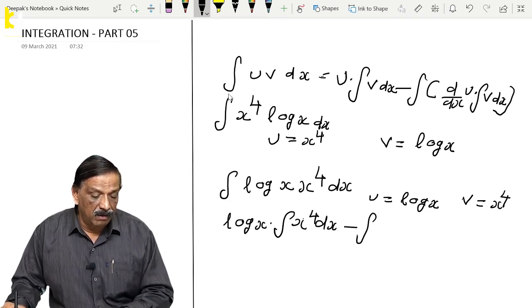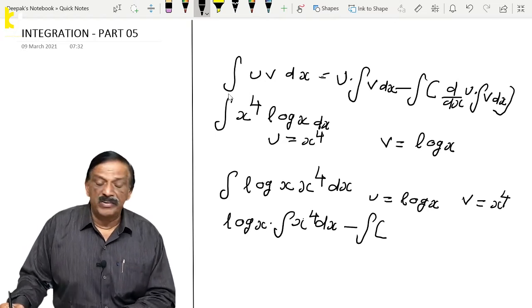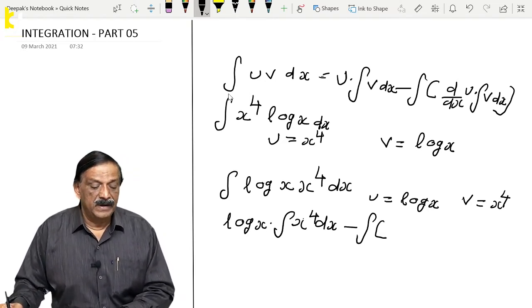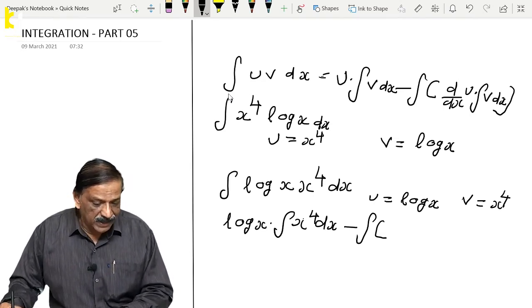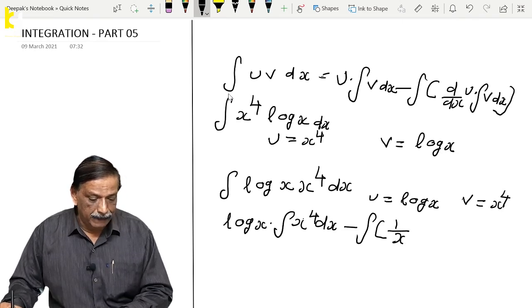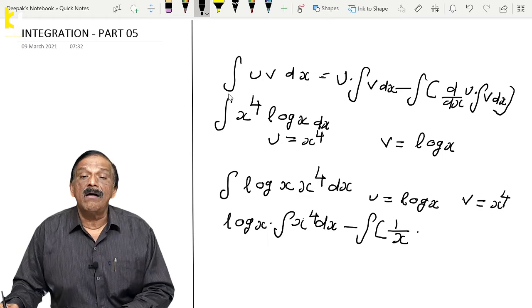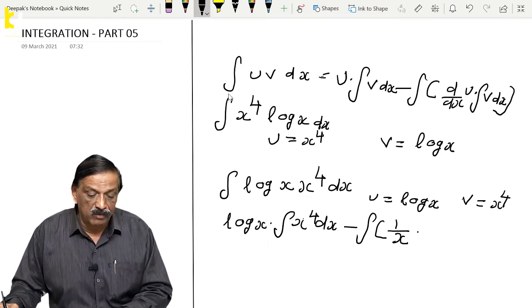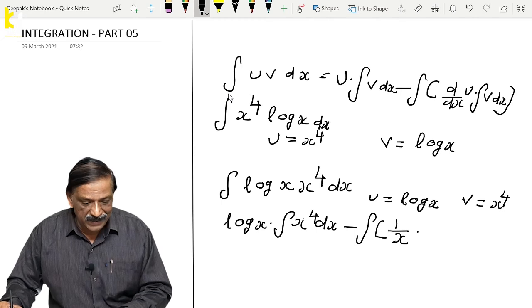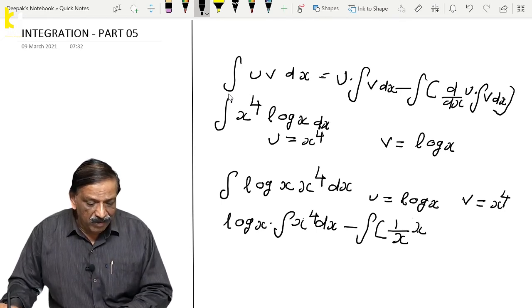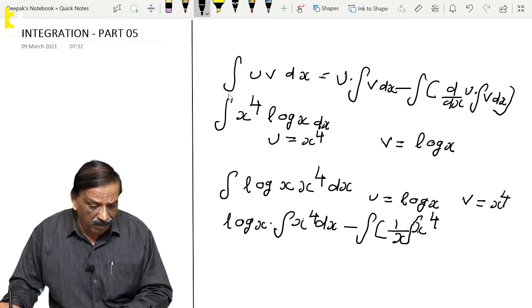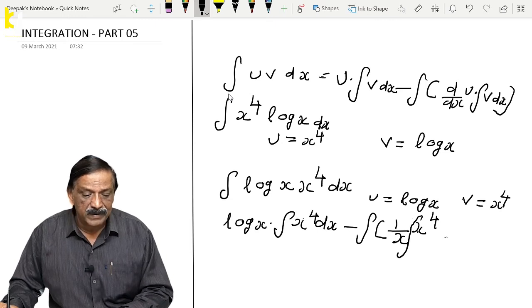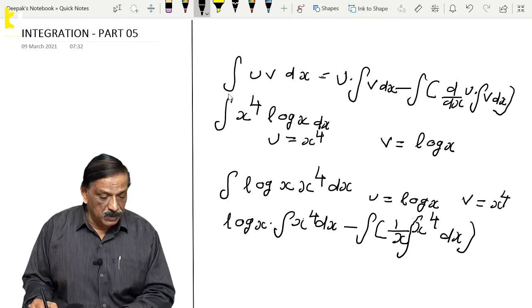minus integral of d by dx of first function. In this case, d by dx of u, that is d by dx of log x. D by dx of log x is what? We know it is 1 by x, into integral of second function, that is integral of v dx, that is integral of x raised to 4 dx. Clear?